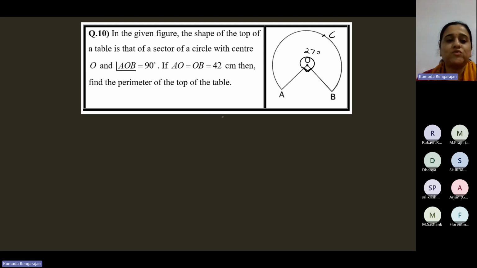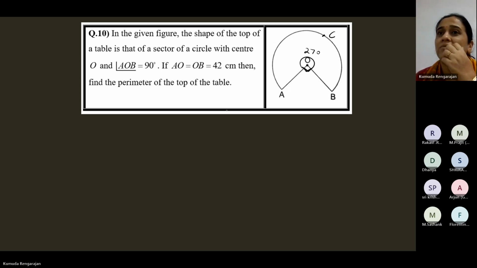Now, what is the question? To find the perimeter of the top of the table. So tell me the formula. We don't have a ready-made or fixed formula. According to this situation, we generate one formula based on this figure. So what is the formula for this situation? How do you find the perimeter of the top of the table?